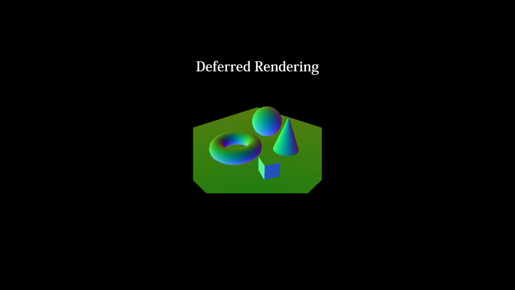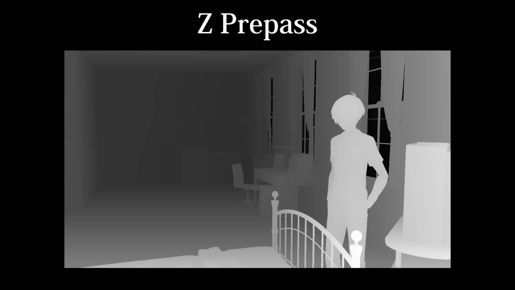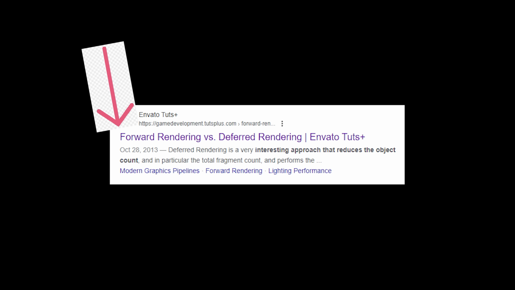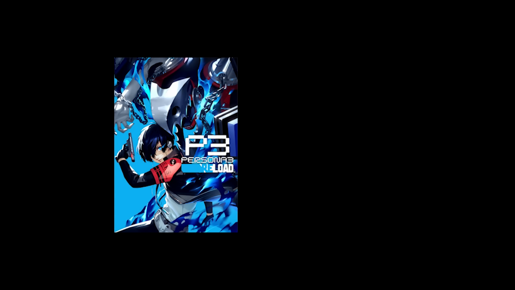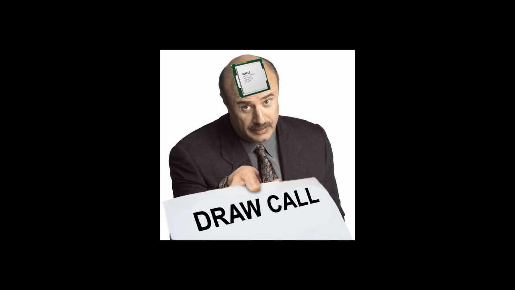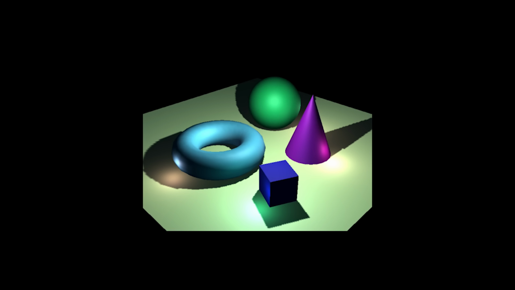Persona 3 Reload chooses the route of the Z prepass, which must have you wondering, if deferred rendering is a solution to overdraw, and Persona 3 is using a different solution, does that mean Persona 3 is making use of forward rendering instead of deferred? Persona 3 is forward rendered, meaning it does all of its light calculations immediately when the object is drawn. But we still have to do one thing before the lighting stage can execute.